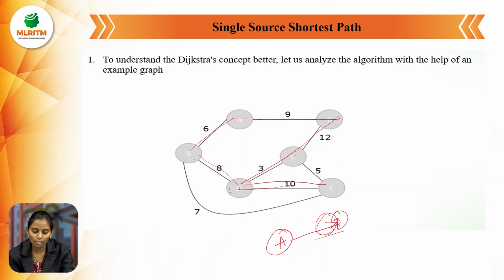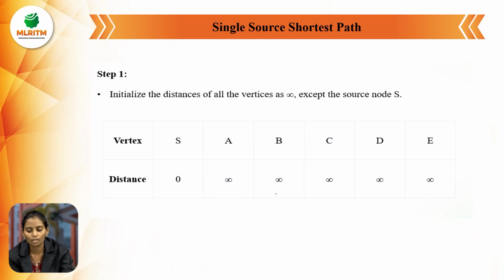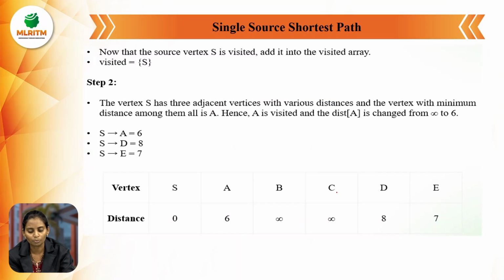So when I am traveling from S to A, the cost is 6. Again, S to D, the cost is 8. I don't have a connection from S to B. When I don't have a cost from one particular node to another particular node, it is represented as infinity. And when I am traveling to the node itself, it is reflected as 0. That is the reason we have the infinity representation here.